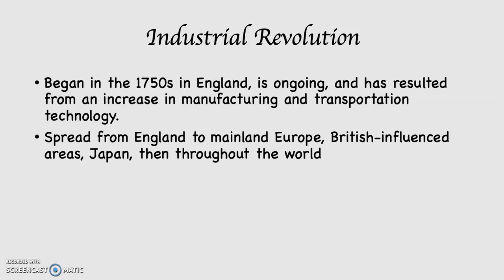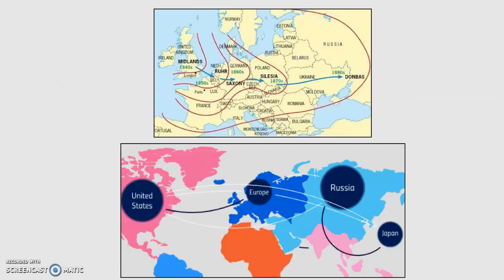It spread from England to mainland Europe, at least at first, and then into British-influenced areas like the United States. And Japan. Japan is an island country. They emulated the British because the British were also an island country, and then throughout the rest of the world.